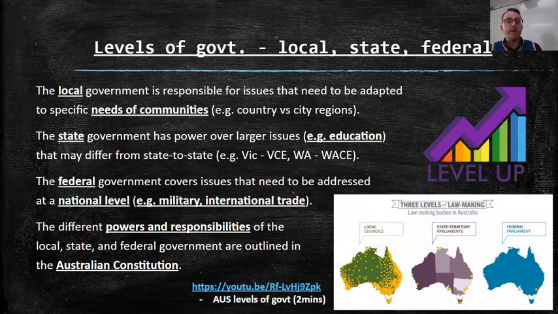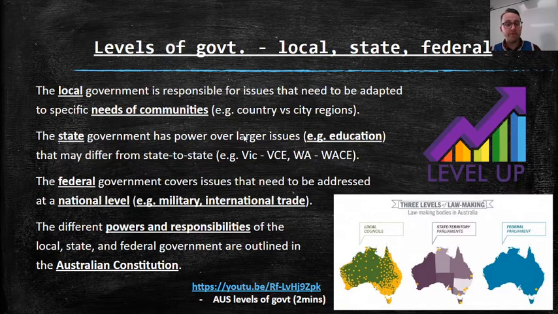The state government has power over larger issues like education that may differ from state to state. So for example, if you're in Victoria, you're studying VCE. If you're in WA, Western Australia, you're studying WACE. Different issues in those different states, but they're not dealing with huge national issues like the military. Because if every state in Australia had their own military and we decided we're going to war, but the other states didn't, that'd be a problem. So they're dealing with bigger issues than the local government, but not national, global issues.